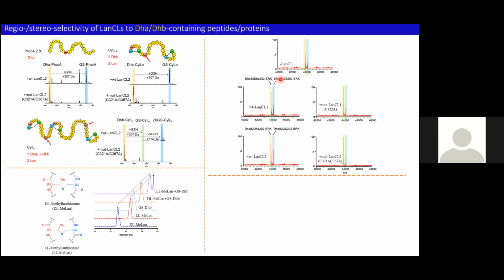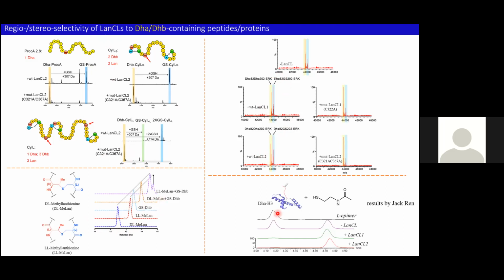Furthermore, we also detected the regional selectivity of these enzymes to the DHA or DHB residues. For example, in the DHB containing peptides, we noticed that all these GUFA were added to the peptide in a D configuration rather than the L configuration.